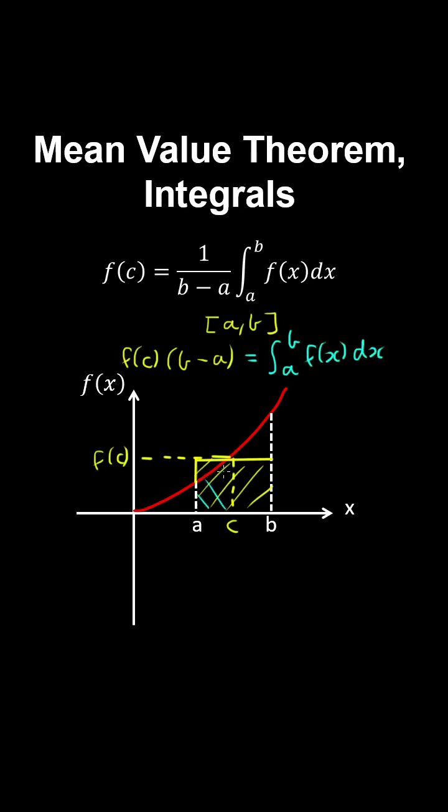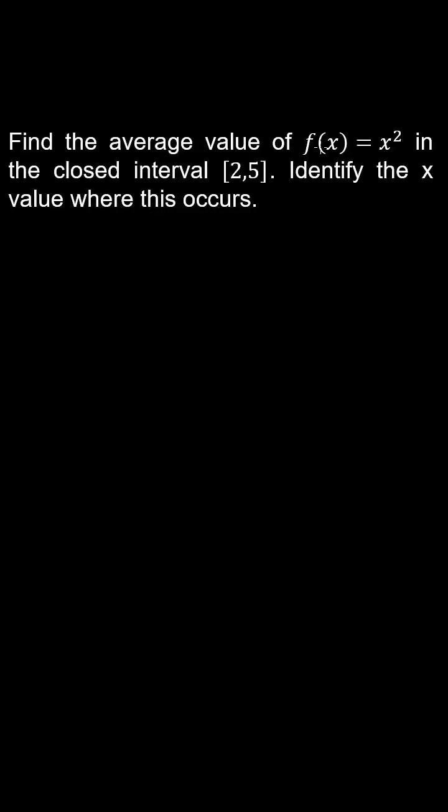So that will be this area over here. And given that these areas are equal, if we divide through by the length of the interval, we get the average value of the function over that interval. Let's find the average value of this function in this closed interval and identify the x value where this occurs.